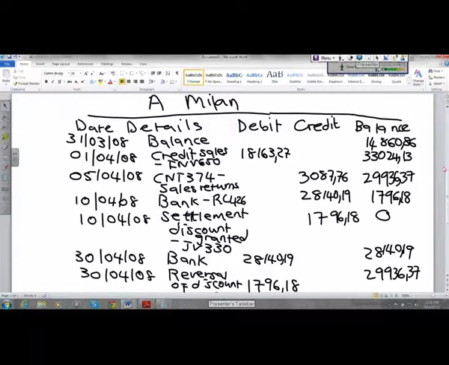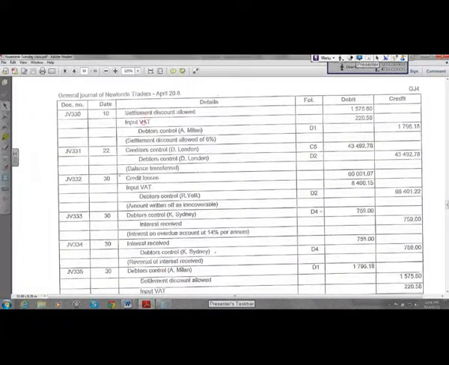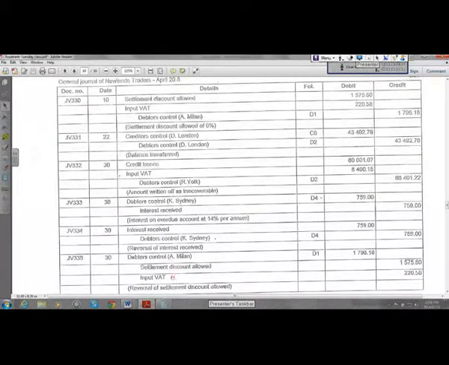I just asked a question. Here it uses the input VAT as a separate item to get to that 179. So it uses this input VAT. Why is it separated here? Okay, so we didn't separate it here.